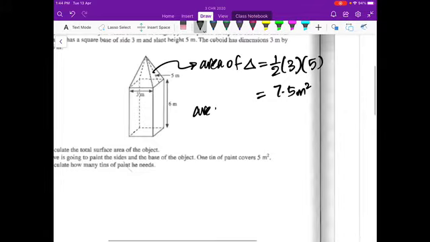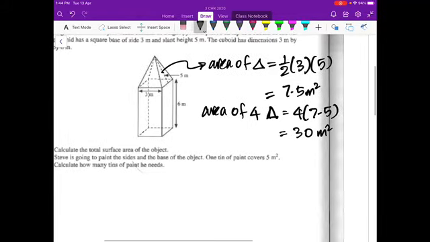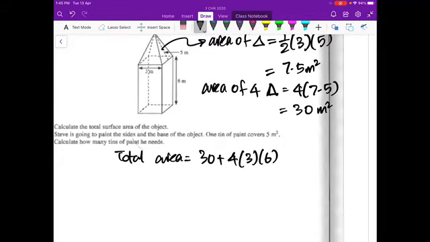Area of 4 triangles: 4 times 7.5, you get 30. That's the area of 4 triangles, but that's not all. They want the total surface area. Total area will be 30 plus 4 rectangles: 4 times 3 times 6. One rectangle is over here, 3 times 6. And we still need to add the square at the bottom, 3 times 3.